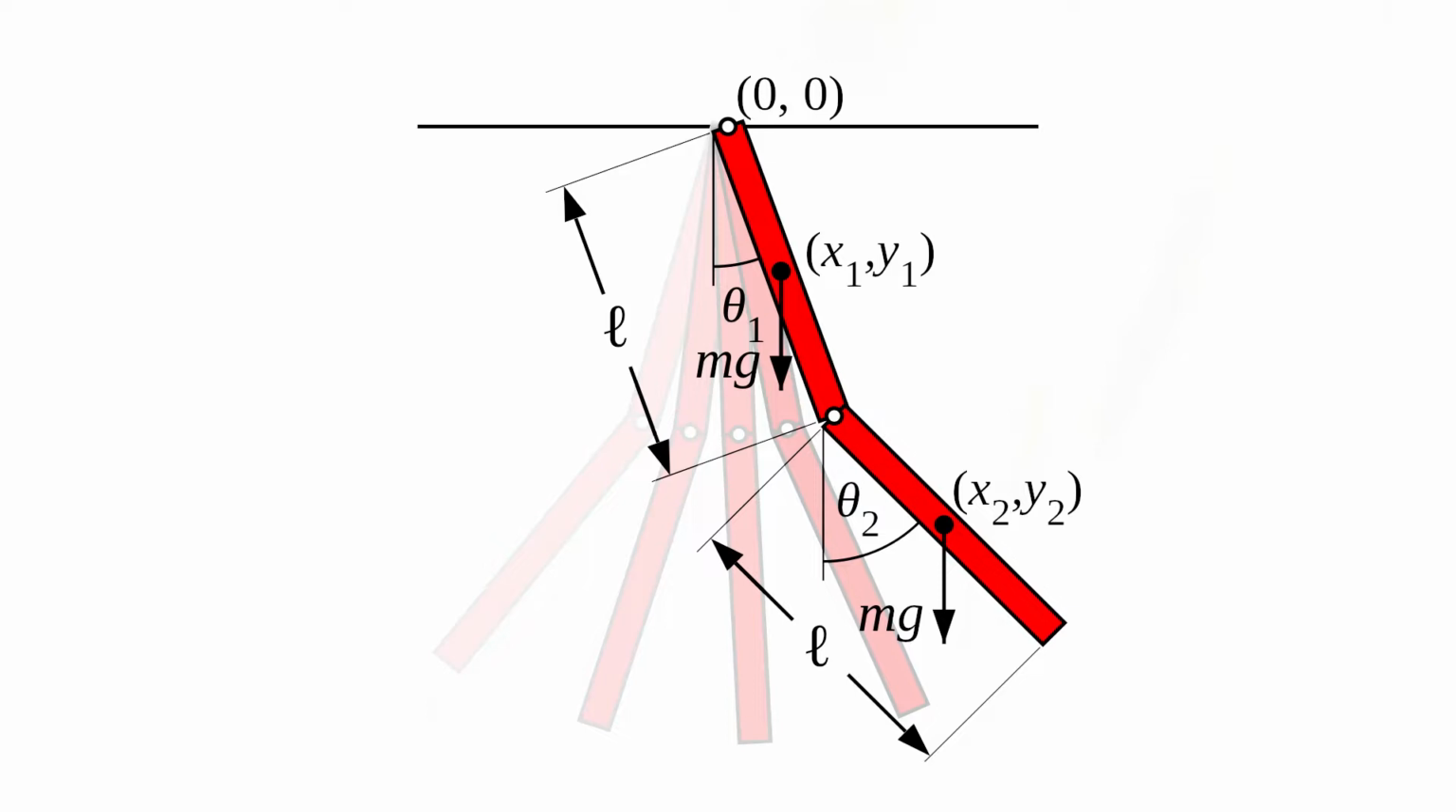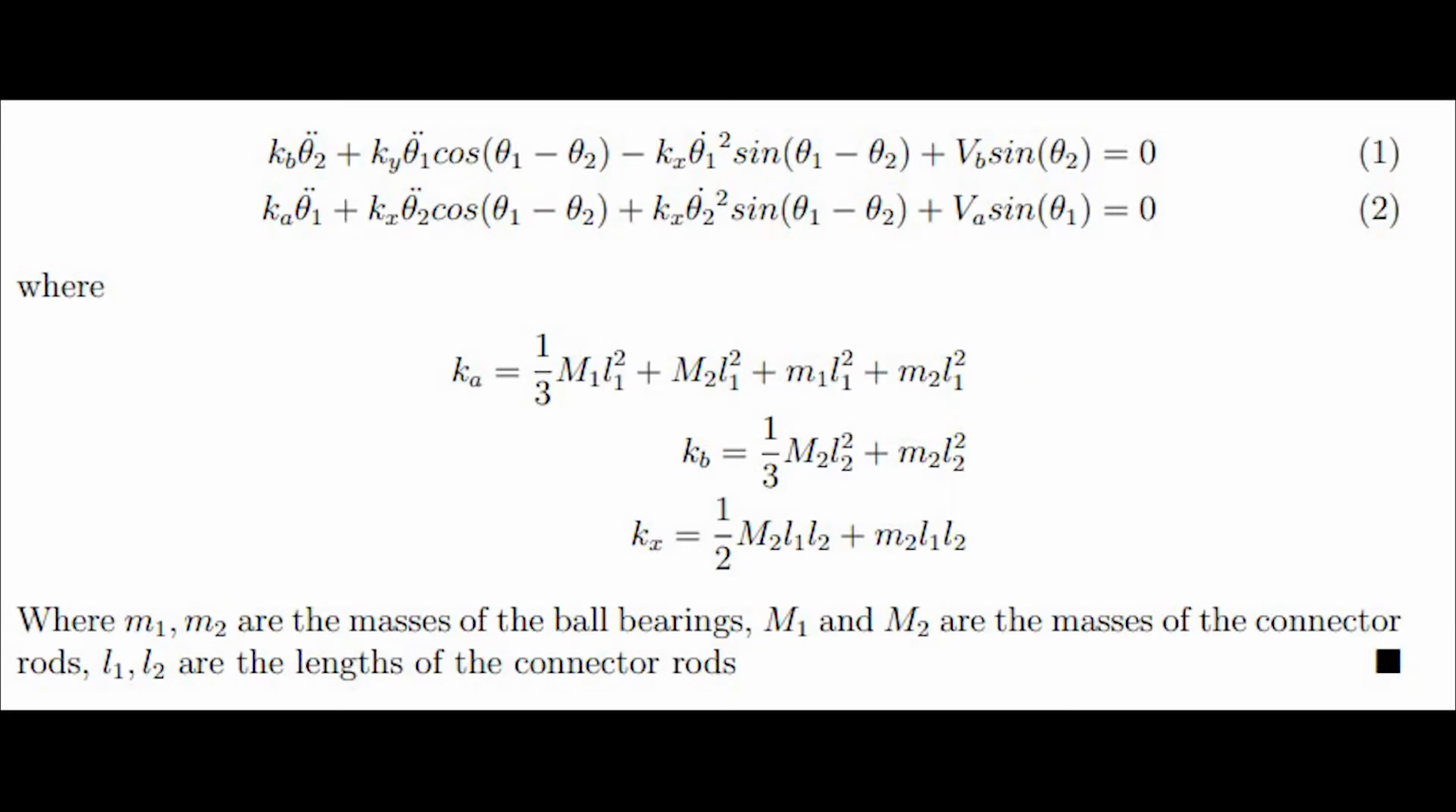In stark contrast to the point mass model, the compound pendulum model asserts that the rod itself is an object oscillating in space. After deriving the Euler-Lagrange equations for the system, we arrive at the following equations of motion.